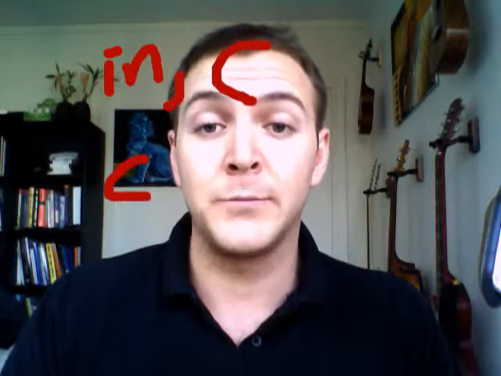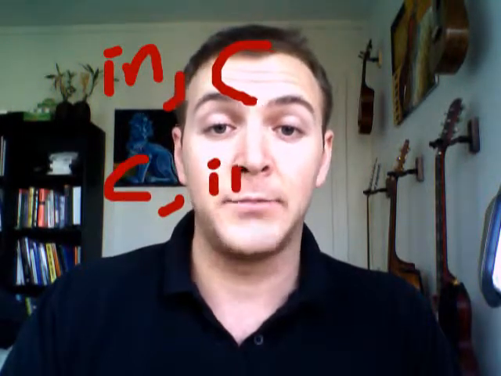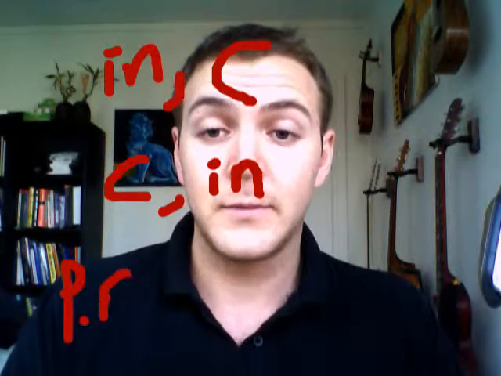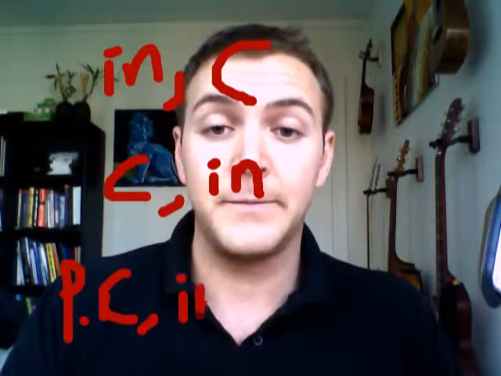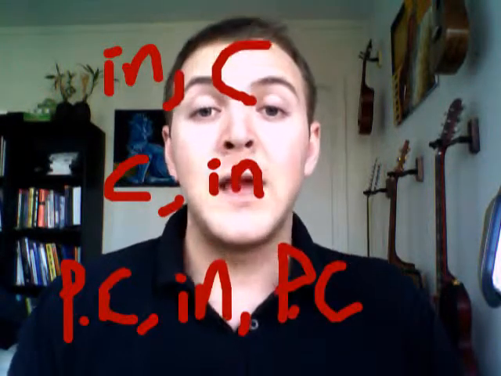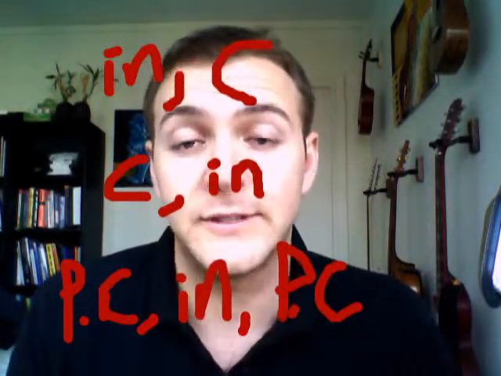You can either have an incomplete clause followed by a complete clause. You could have a complete clause followed by an incomplete clause, or you can have part of a complete followed by an incomplete, followed by another part of a complete. Now, let me show you examples of all of these in use.